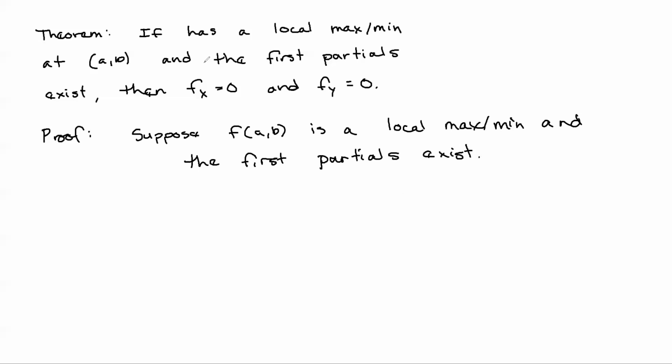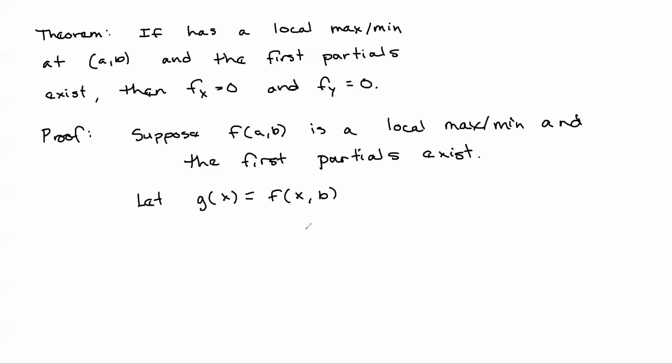That's our given information, and then we need to use that to show that the partial with respect to x and the partial with respect to y equal 0. Okay, so step 1, we're going to let g of x equal f of x comma b. All right, so this is what I just said.